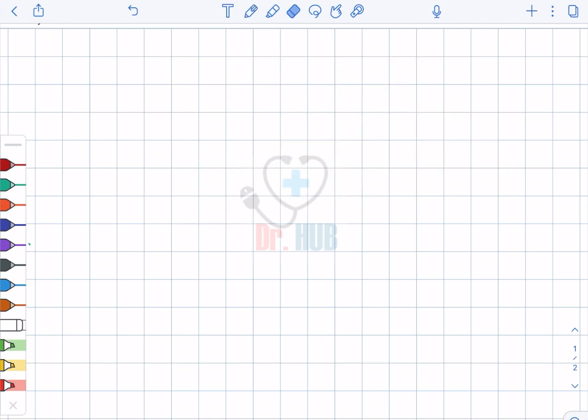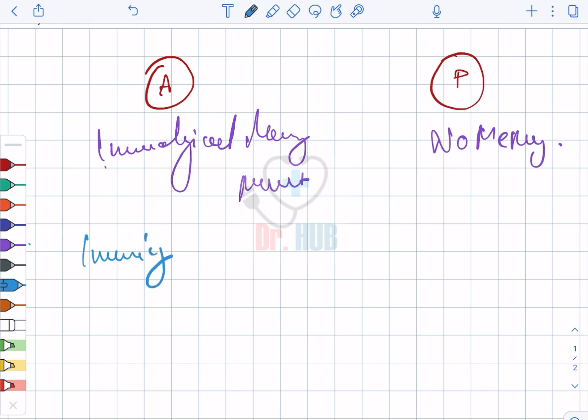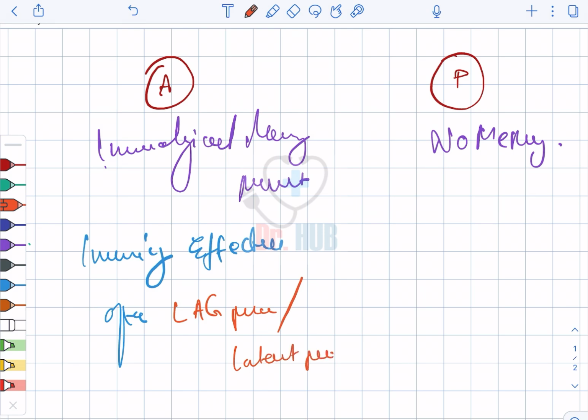Next, to make it simple, let's call active immunity A and passive immunity P. In case of active immunity, immunological memory is present. Here in passive, there is no memory. Then in case of active, the immunity is effective after the lag period or the latent period. Next, in case of passive, there is immediate immunity.